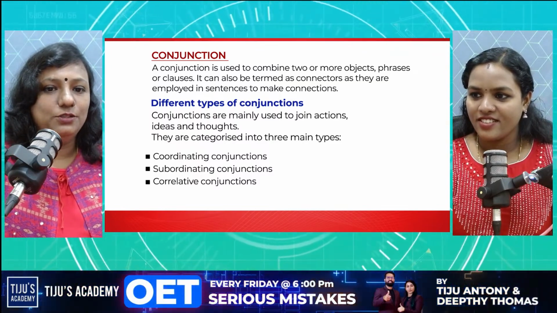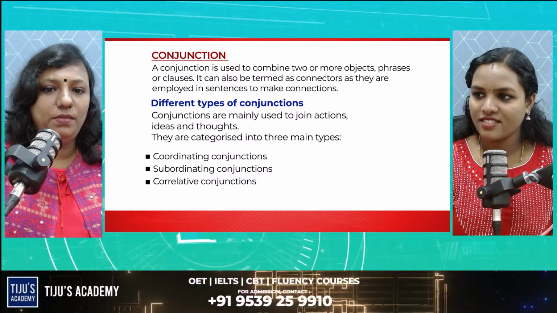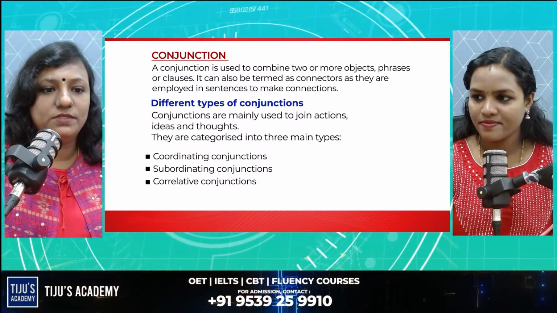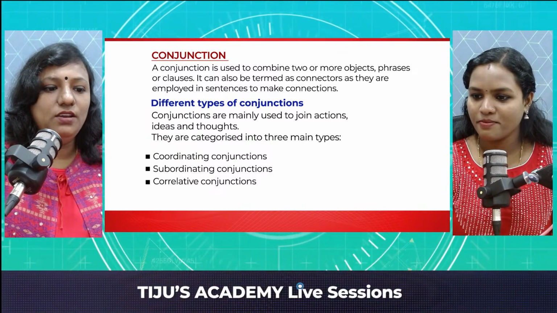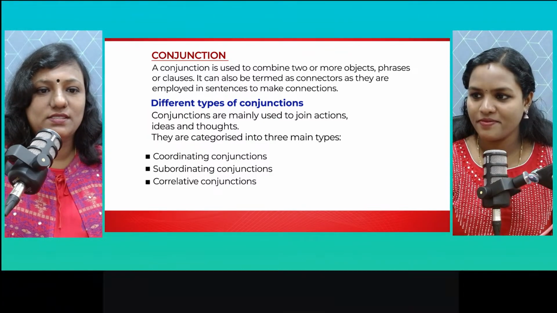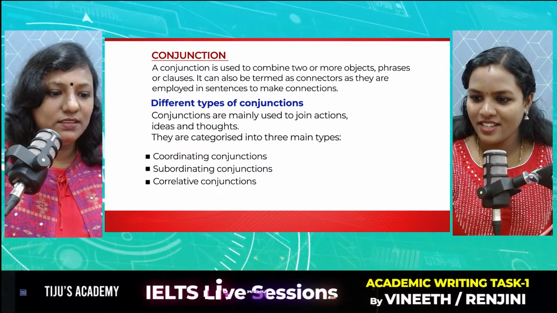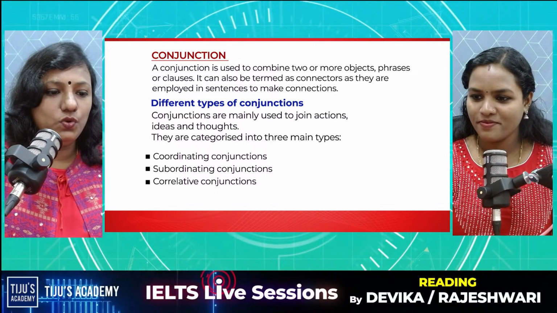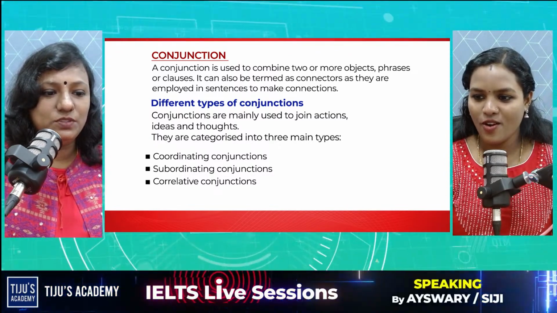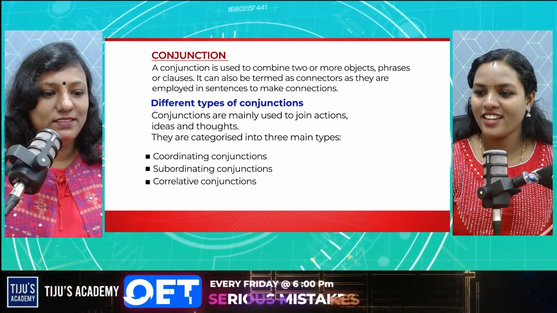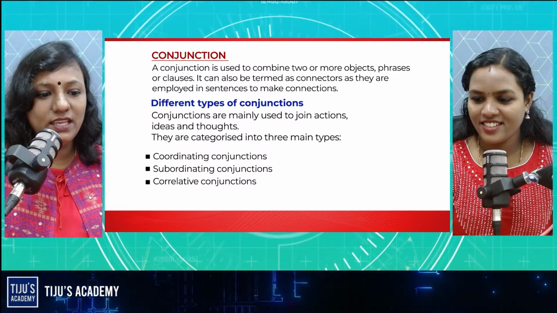So that is conjunction. It is used to combine two or more objects, not only a single object. I think we received an answer from Lakshmi: I have two goldfish and a cat. Here the word and is the conjunction.